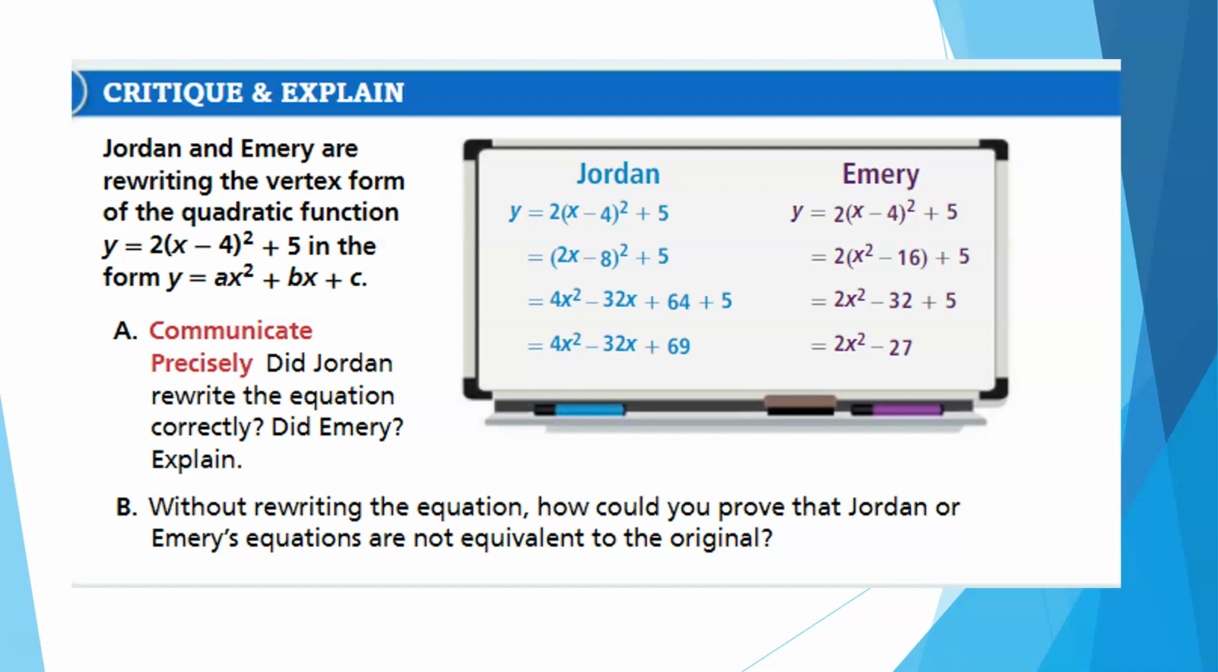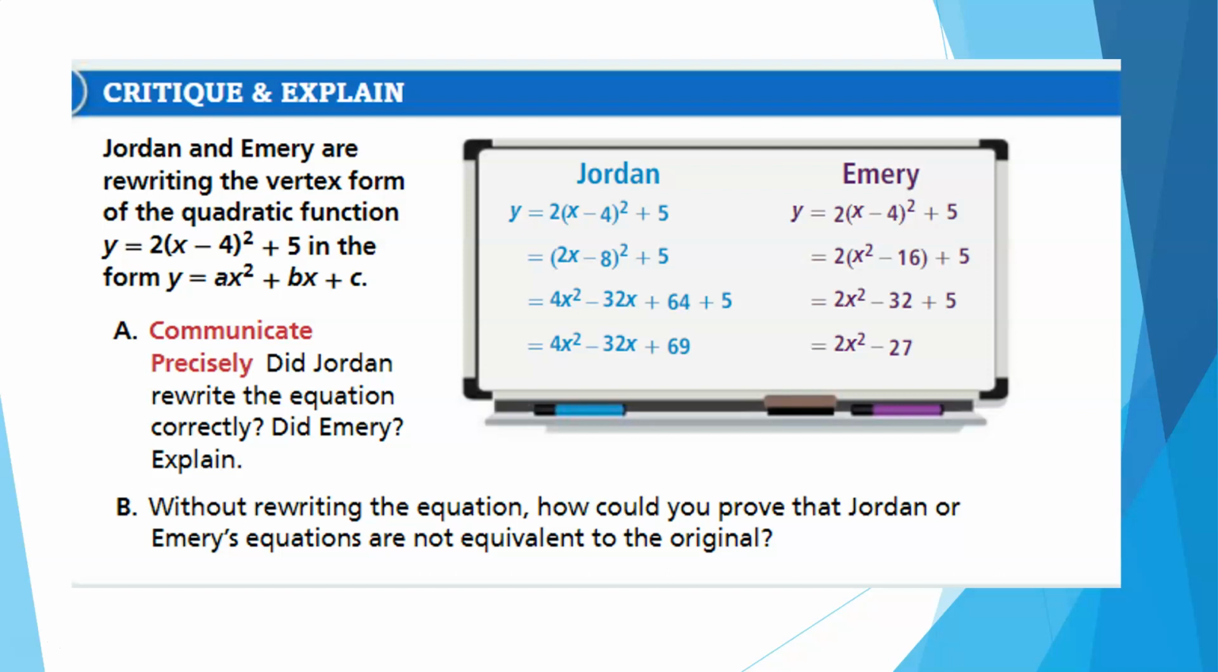They both start with a quadratic in vertex form, and then they try to turn it into standard form. Now, we did this in 2.1, so I want you to pause the video and look at both of their work, and first decide, are either one or both of them correct, and why? And then also, explain how you could prove that their equations are not equal to the original.